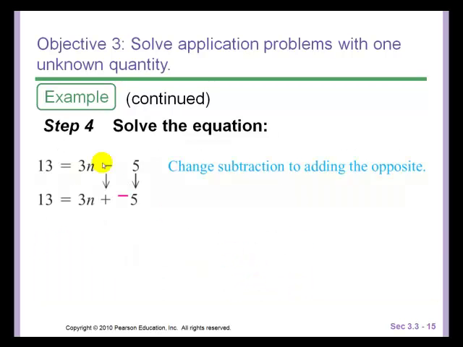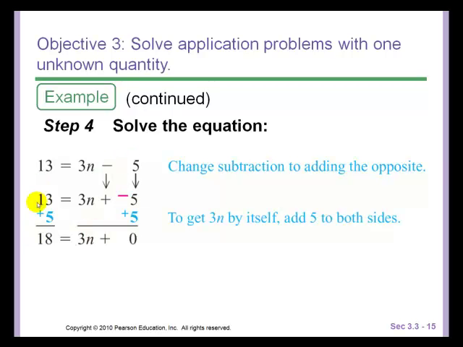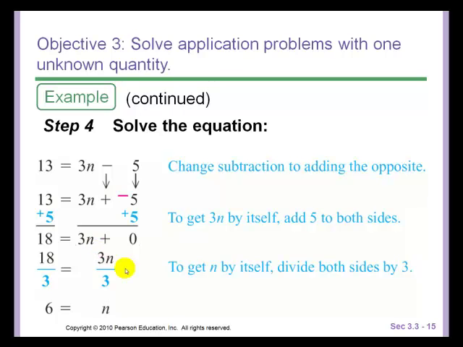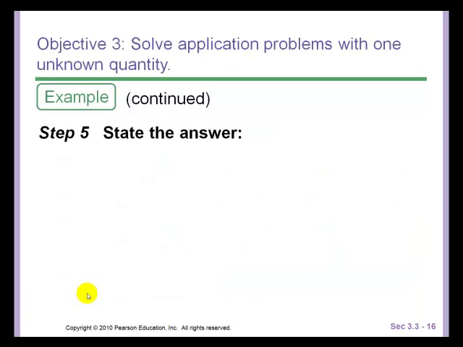Now we must solve our equation. Once again, if you need to, you can rewrite subtract 5 as adding a negative 5. We want to get the 3n by itself, so we're going to add 5 to both sides. We will get 18 equals 3n. Then we'll divide both sides by 3, and we get 6 equals n.